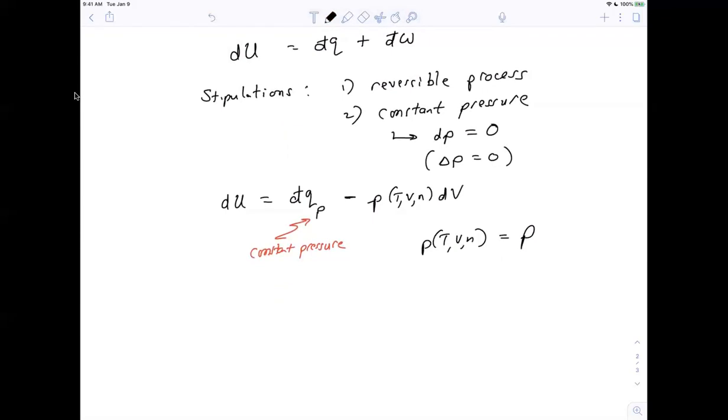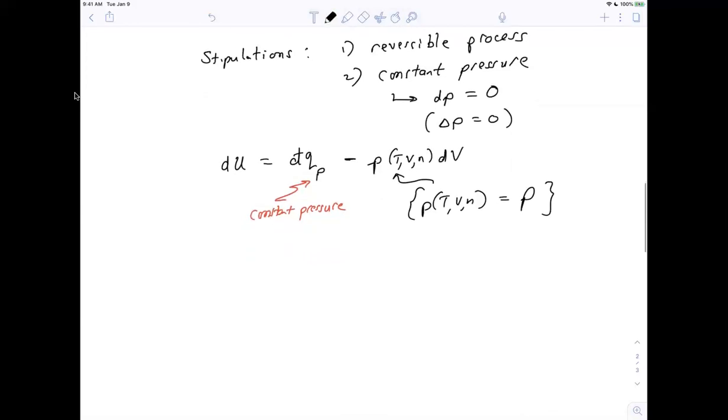But I just want you to know that this is what this is. So now what we can do is rearrange things. We can write dQP is equal to dU plus P times dV, just by bringing the term minus PdV to the left-hand side and isolating dQP.